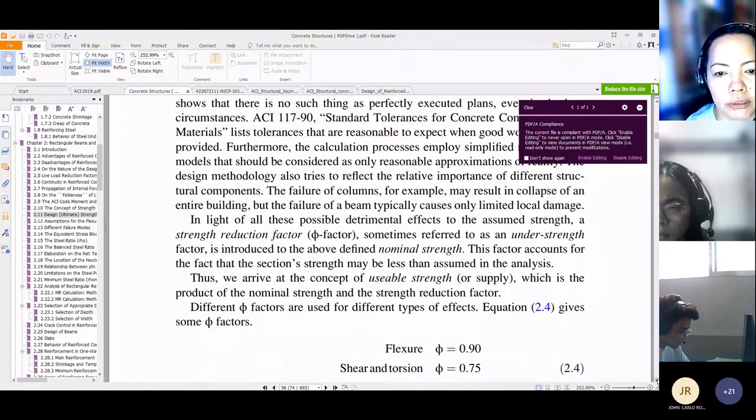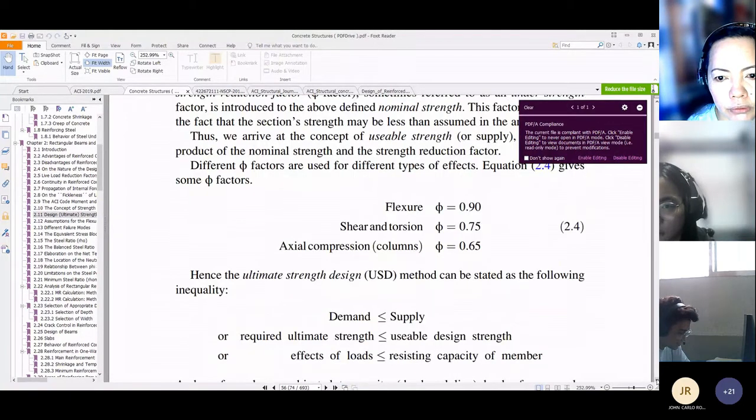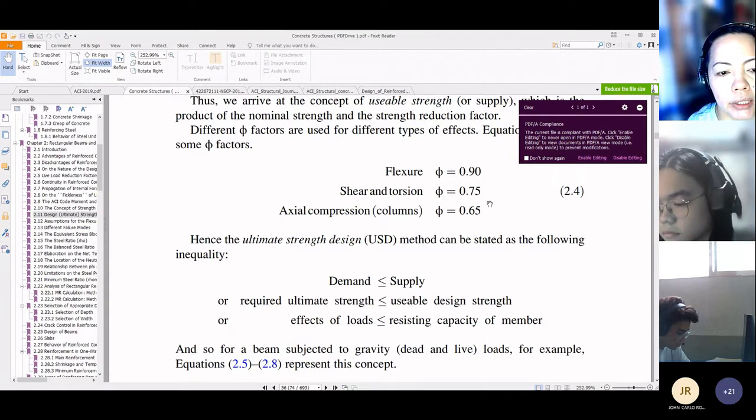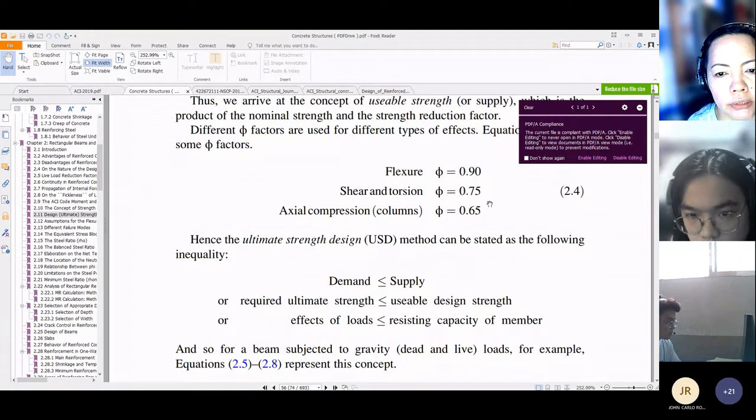And you would also notice that we use strength reduction factor. So these are the strength reduction factors that you have noted in our example. For a beam, which is subjected to bending, which is subjected to flexure, you would encounter the value of 0.9. So 0.9 is the bending strength reduction factor. Now, if you take a look at the strength reduction factor for structures which are subjected to shears and torsion, that's 0.75. And for column, for axial compression, that's 0.65.